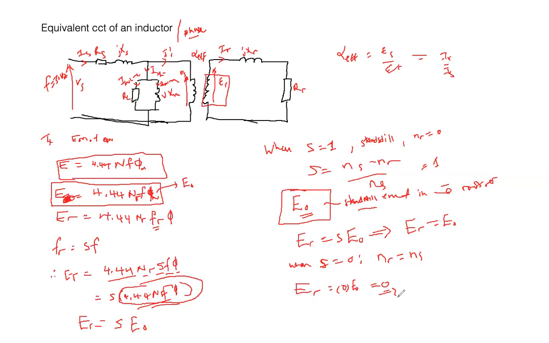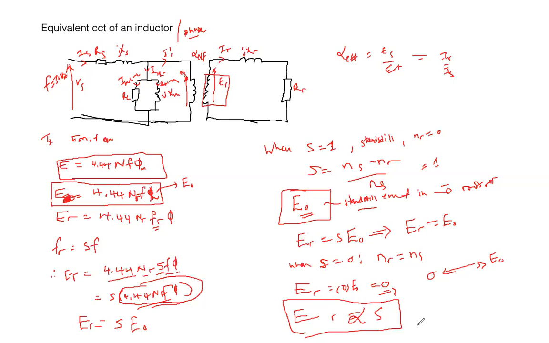All right. So the value of ER ranges from 0 to E naught. So E naught is the maximum. It ranges from 0 to E naught. So that means our ER is actually proportional to the slip. So if the slip becomes bigger, our ER becomes bigger. If the slip is smaller, then the ER is smaller. Okay. That is the first part that I wanted you to see.